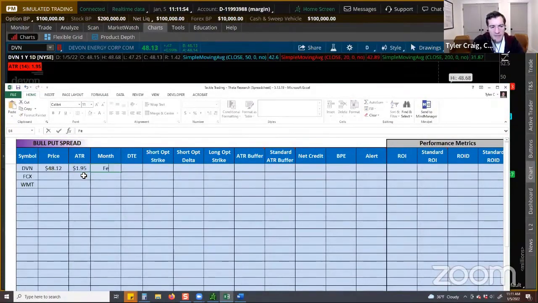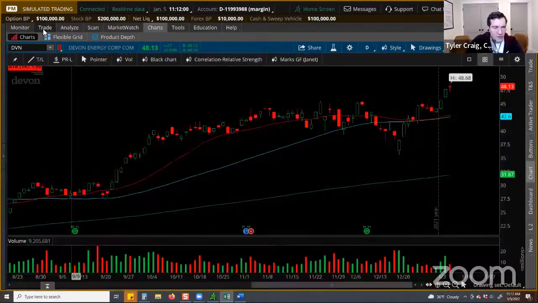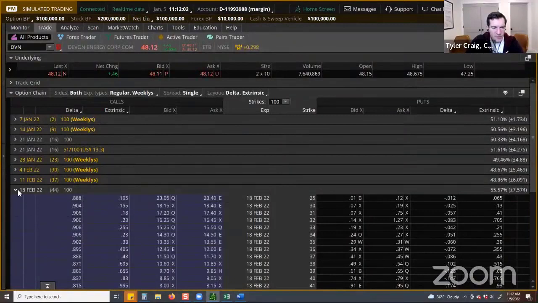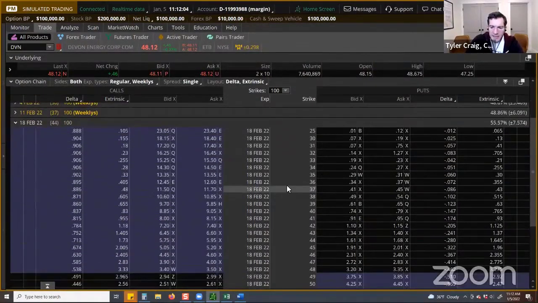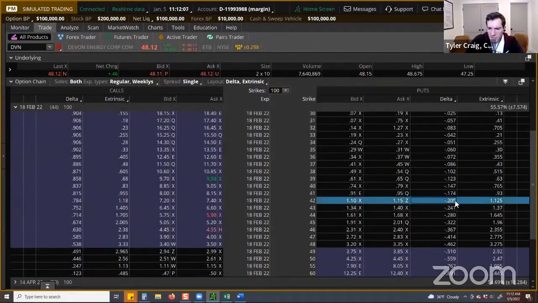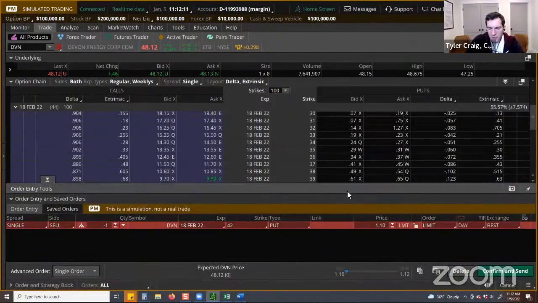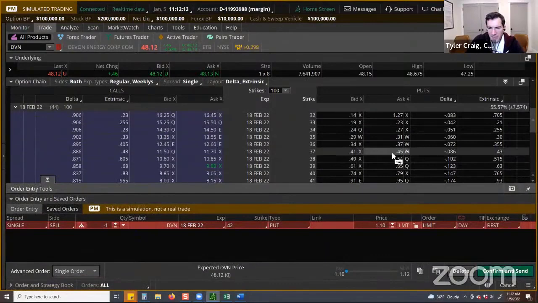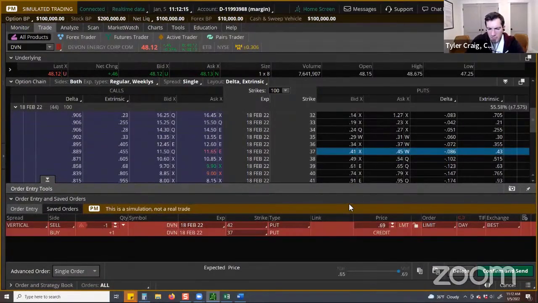I'm going to be using February options on this. February options, I believe, are 44 days out right now. Yeah, 44 days out. And I'm going to build a bull put using maybe a 20 delta. So I'm going to sell the 42 and buy the 37 to build a $5 wide bull put and get 69 cents credit.